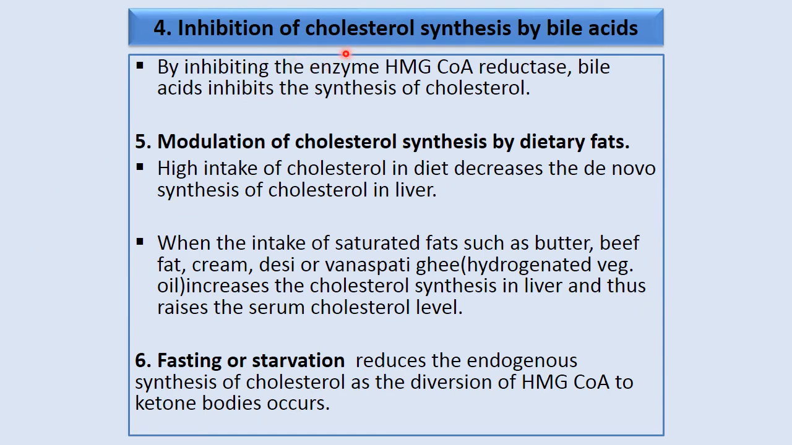Number 4 is inhibition of cholesterol synthesis by bile acid. Bile acid inhibits HMG coenzyme A reductase activity for the synthesis of cholesterol. So if more and more bile acids are produced, then HMG coenzyme A reductase activity is lowered.